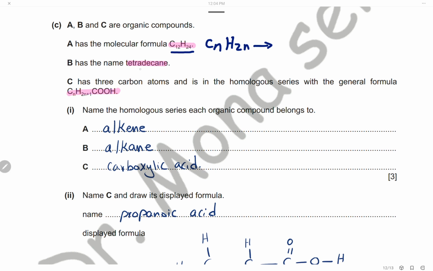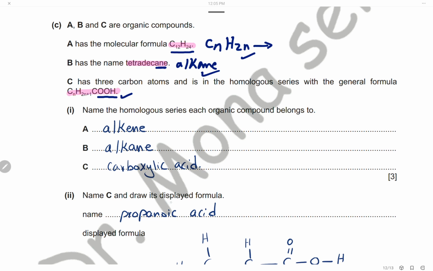B has the name of tetradecane with the suffix -ane, so it's an alkane. And C has 3 carbon atoms, and in the homologous series, the general formula is CnH2n plus 1 with COOH, which is the carboxylic group, so C is a carboxylic acid. Name the homologous series each organic compound belongs to. The first one, A, is an alkene because it obeys the general formula CnH2n. The second one is an alkane, as we mentioned, and the third one, of course, is a carboxylic acid.